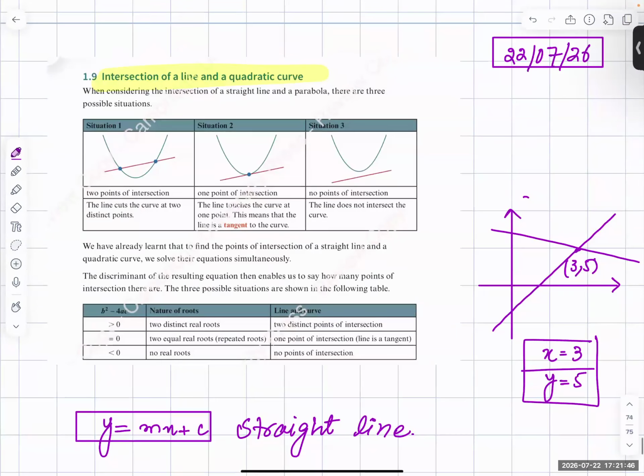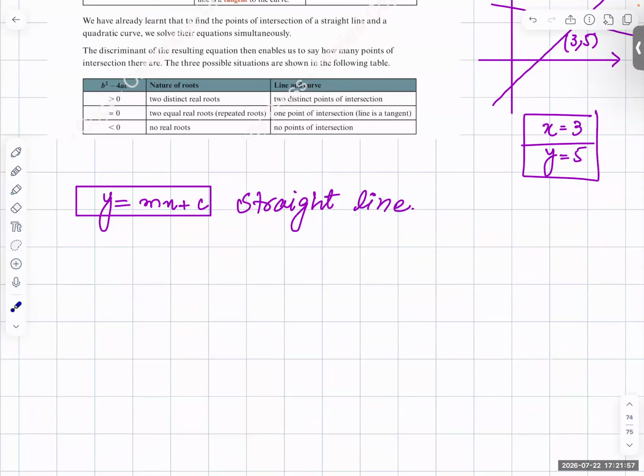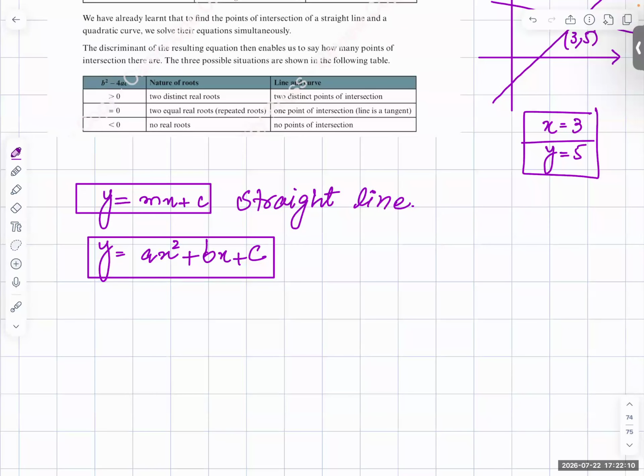So in today's session, we're going to discuss the intersection of a line and a quadratic curve. y equals mx plus c is a straight line, okay? And y equals ax squared plus bx plus c is a quadratic curve. This is a quadratic curve.